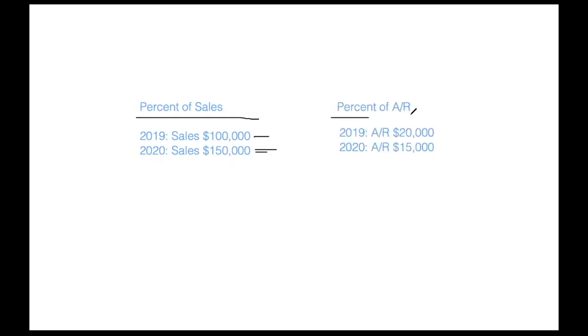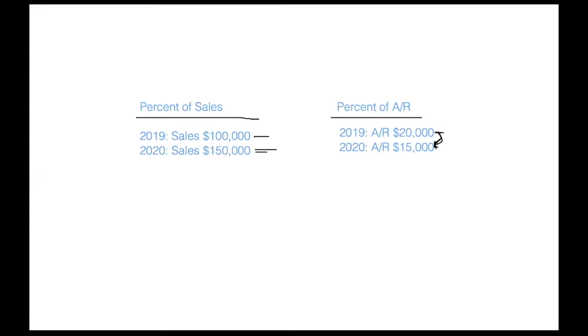Now let's look at the percent of accounts receivable method. In 2019, we had accounts receivable of 20,000, and in 2020, we had accounts receivable of 15,000. If we just did, let's say, 10% of each of these numbers, that would be the percent of accounts receivable for that year. However, the issue is some of this 20,000 might be included in this 15,000 here. If there's a client that owed us money in 2019, it could have carried over to 2020.